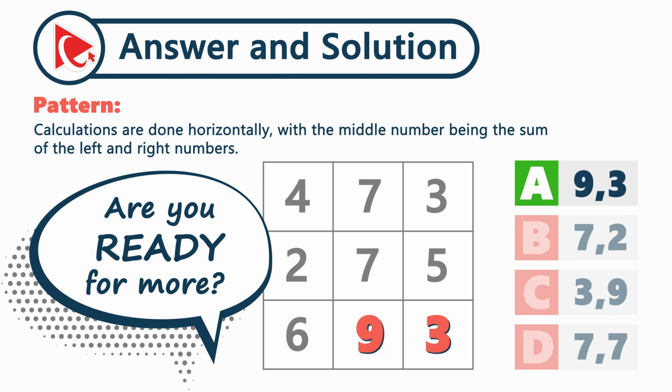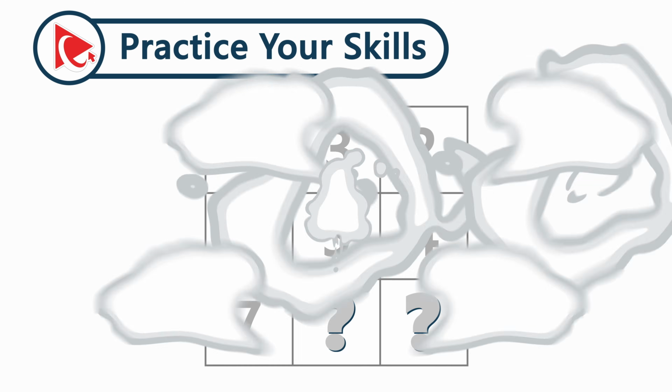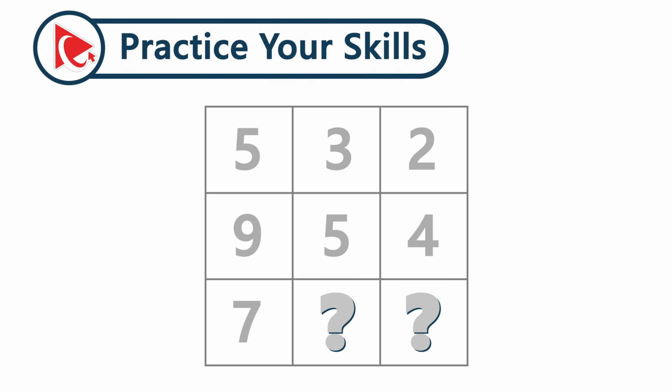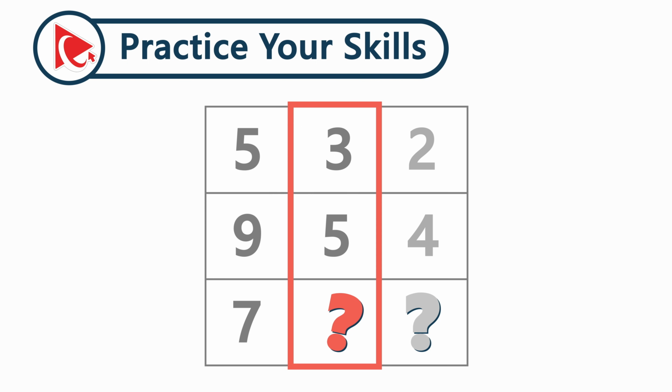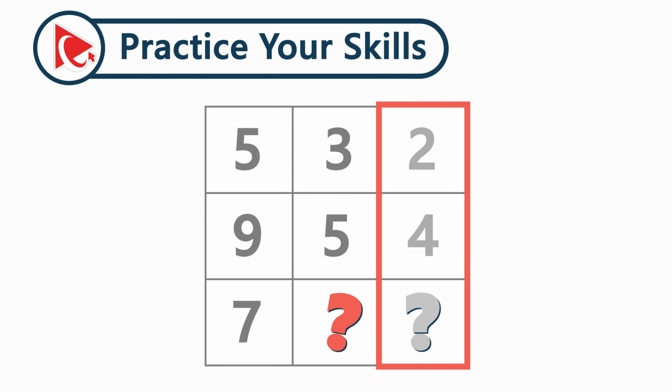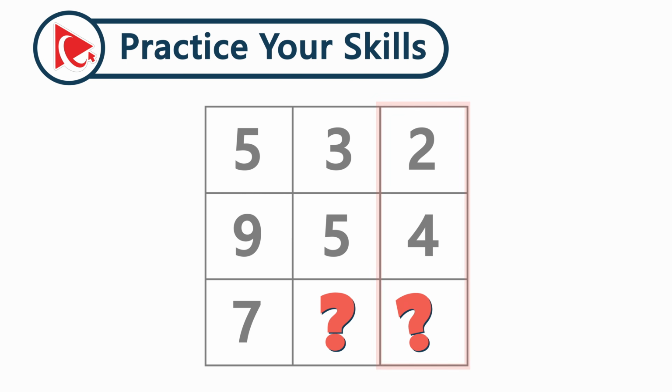Are you ready for more? Here's the question for you to answer. You are presented with a 3x3 matrix, which has 3 columns and 2 missing numbers. The numbers in the first column are 5, 9, and 7. Numbers in the second column are 3, 5, and then comes the first missing number. And then the third column has numbers 2, 4, and then comes the second missing number. You need to detect the pattern, calculate your answer, and select it out of 4 possible choices.